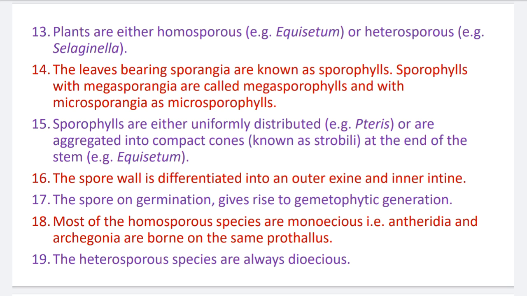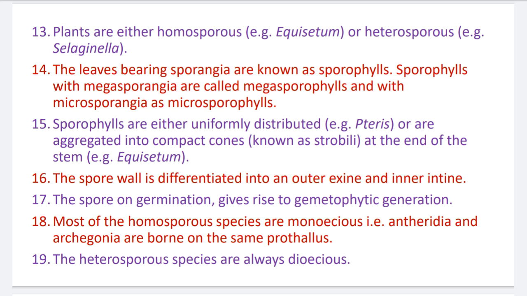Number 14. The leaves bearing sporangia are known as sporophylls. When the sporangia develop on the leaves, such leaves are called sporophylls. Sporophylls with megasporangia are called megasporophylls, and with microsporangia are called microsporophylls. Megasporangia produce the megaspores, meaning larger size spores, and microsporangia produce the microspores, and their size is smaller than the megaspores.